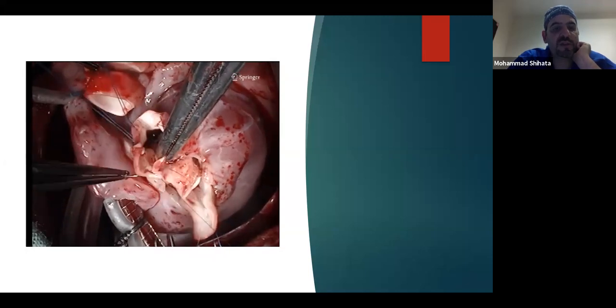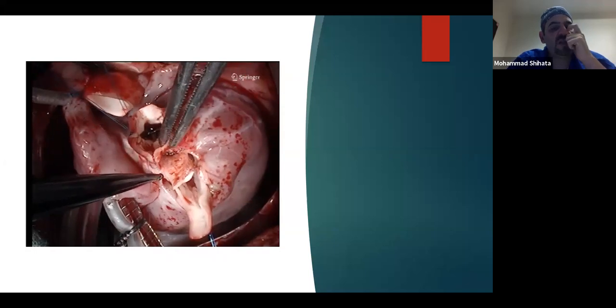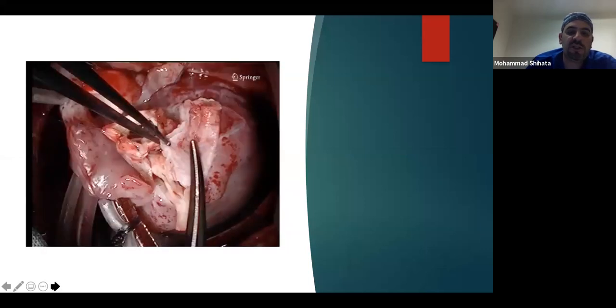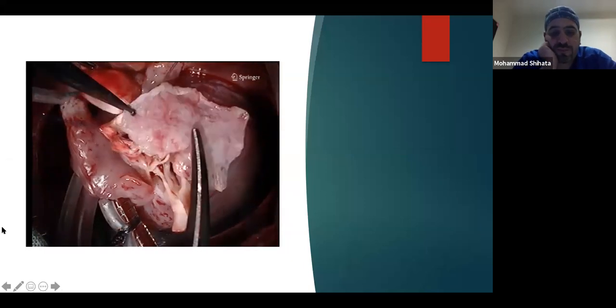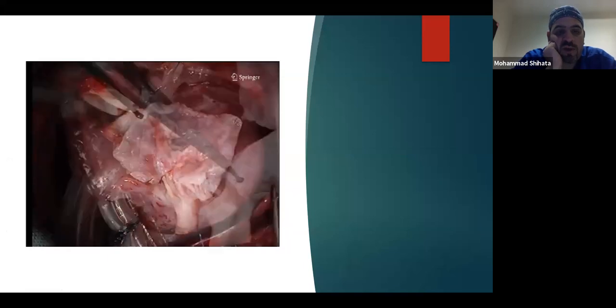Now, of course, after harvesting these buttons, you end up with two big defects in two sinuses of the neopulmonary root, and those are reconstructed with usually autologous pericardial patch, either treated or untreated. It's important to make it generous so that with time and growth, they don't become stenotic. This is a glutaraldehyde treated patch, pantaloon shape, and it's going to be used to fill the defect in the neopulmonary root.